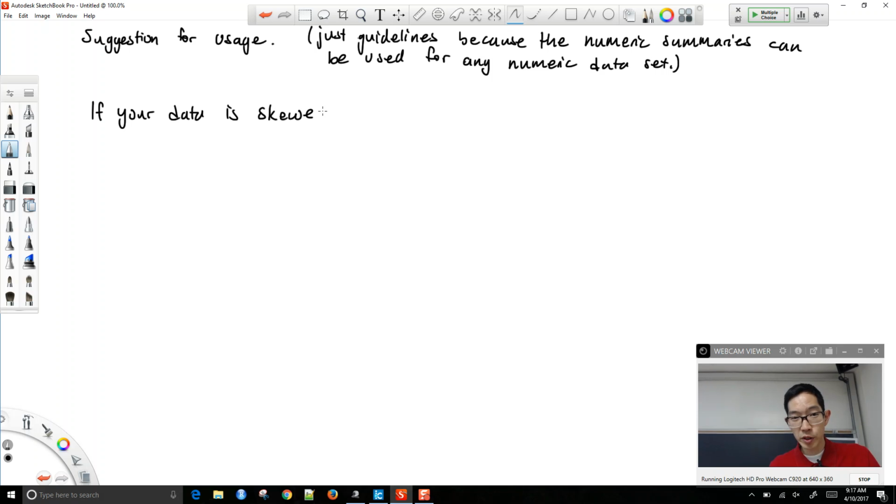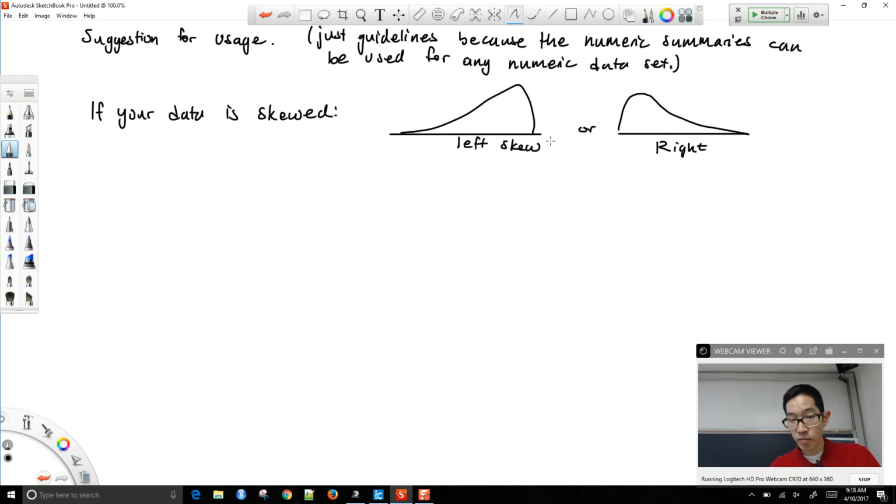So what does it mean to be skewed? It means you've got kind of a pointy tail, something like this. So this one is right skewed, and this one is left skewed. So if your data is skewed, the suggestion is to use the median for the center. Use the median and the IQR for the spread.